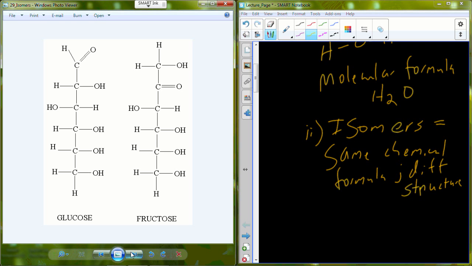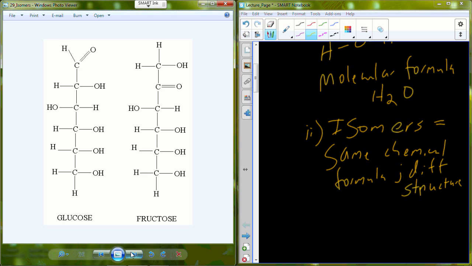Are we okay? They're flashbacks. Everybody's got war wounds. I don't even remember if this is a Fischer or a Haworth projection, but whatever. So, glucose and fructose, and as you look down through this chain, you're going to notice that things like which carbon the carbonyl group is attached to is different. When we make that small little change, it causes these two molecules with the same molecular formula to act completely different in physiology.